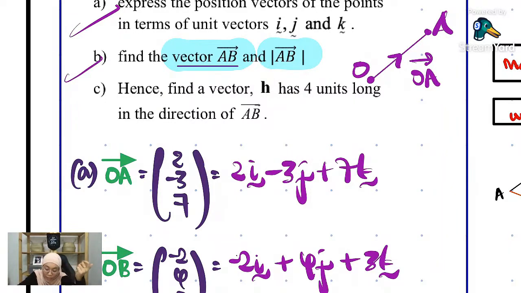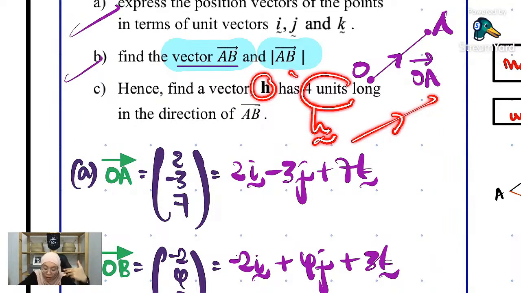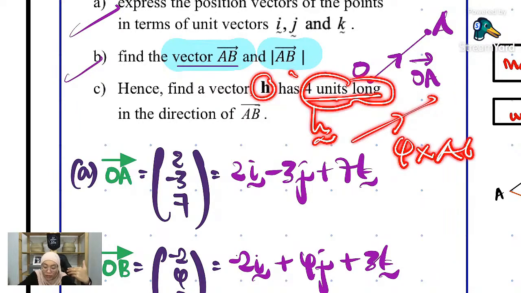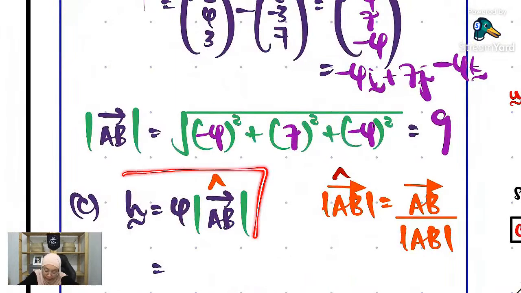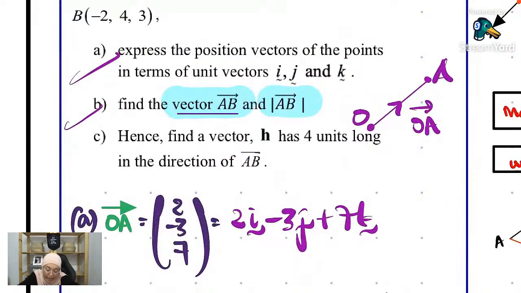If it says 4 units, a new vector H has 4 units long. The 4 units long is extra info for you guys. That is why we have to multiply with the AB direction, because it says in the direction of AB. So basically this is it. You have to understand, if it says units, you have to highlight this word. If it says 4 units long, let me highlight this so that you can know.